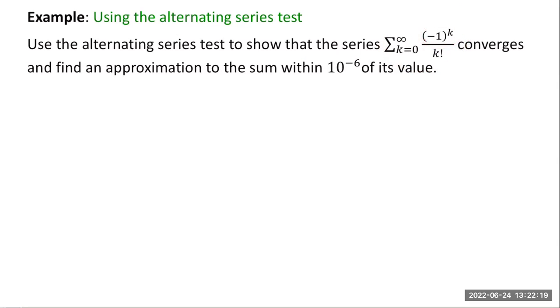Can you identify AK in this case? Remember, one form of an alternating series is the sum from k equals 1 to infinity of minus 1 to the power k times AK. If you compare this standard form to this one, can you identify your AK? Clearly, your AK in our case is going to be 1 over k factorial. It is everything except minus 1 to the power k. So you take off minus 1 to the power k, and the remaining thing will be your AK.